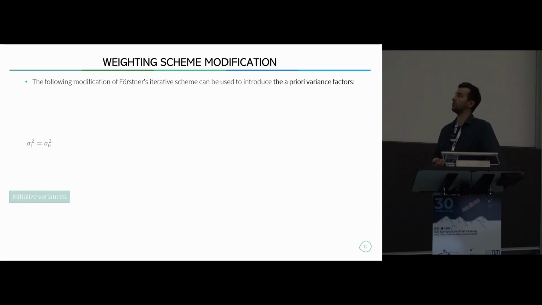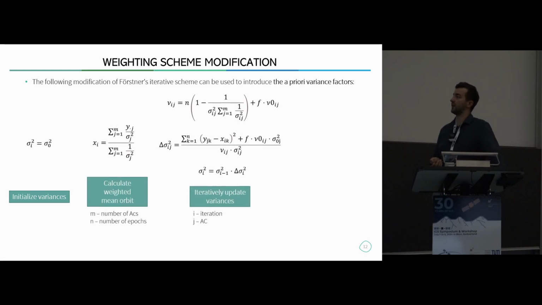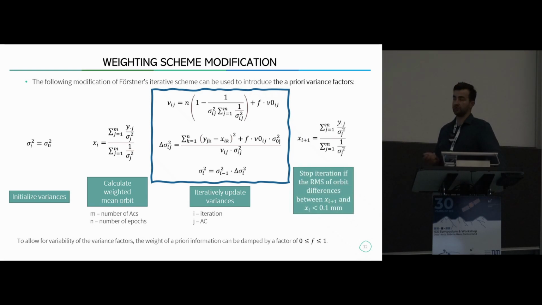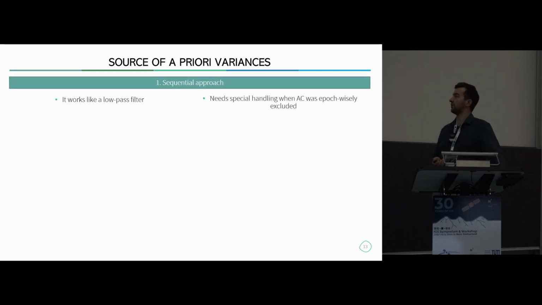We prepare the modification of this variance-estimation iterative scheme, VCE, with the introduction of a priori variance factor. Just in brief, again, we initialize variances, we calculate weighted mean orbit, and then iteratively update variances. But this is the modified part because we introduced the a priori sigma variances, and to allow for variability of the variance factors, the weights of a priori information can be down-weighted by a factor from 0 to 1. And then we again stop the iteration if the RMS of orbit differences meets our threshold.